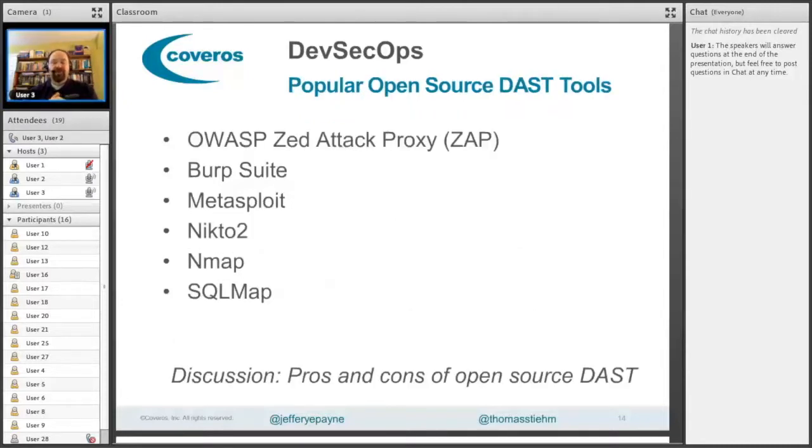Some of the good open source tools that we've used and have some experience with include OWASP Zed Attack Proxy, or ZAP. That's probably the one that we use and see used the most. Burp Suite is also one that has some open source to it. It's one of the freemium model solutions that a lot of people use and like a lot. Metasploit, Nikto is another popular one, and then Nmap, Network Mapper, and SQLMap. SQLMap finds potential SQL injection issues. Those are all good things to set up and run against your software.